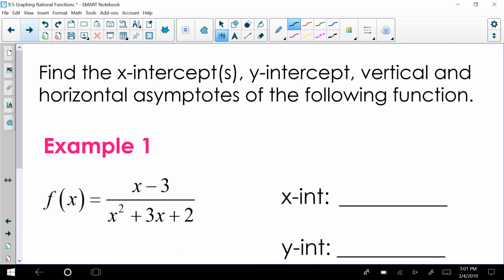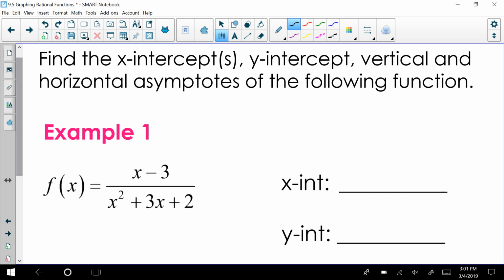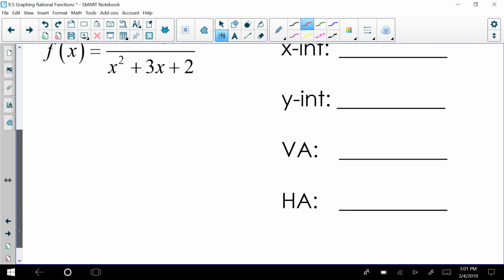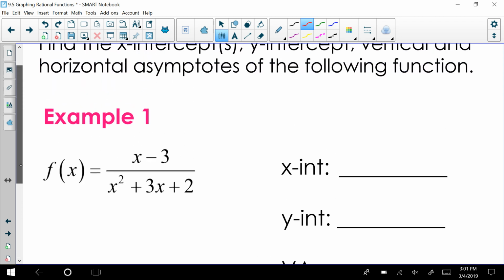Now what I want to do is find all those things, but without a graph. I just have an equation. So here what you should do is copy down my example and the directions. Pause the video, copy it down. We're going to find the x-intercept, the y-intercept, the vertical asymptote and the horizontal asymptote.